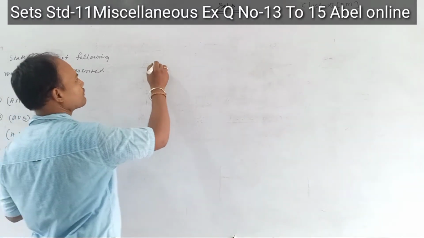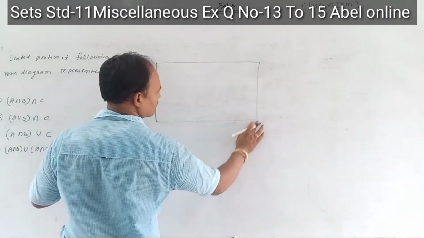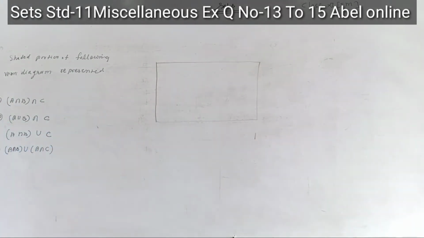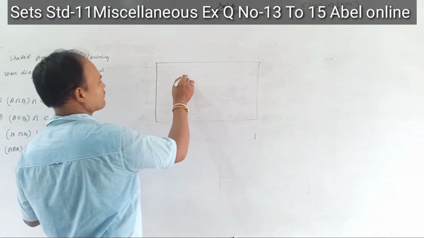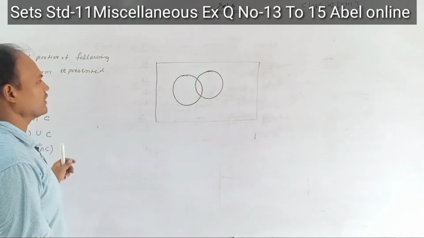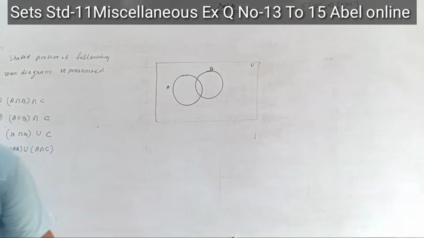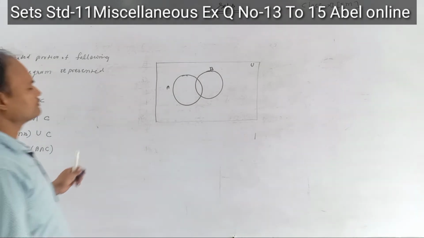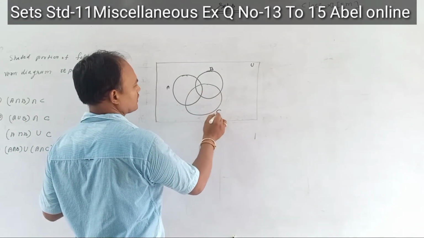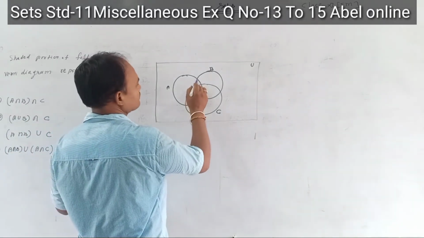Your question is like this. Your diagram is like this, that there are three sets: there is A, B, U, and what is the third one? It is like this. This is C. And what is the dark area? It is the dark area.